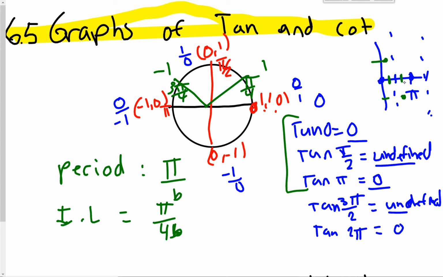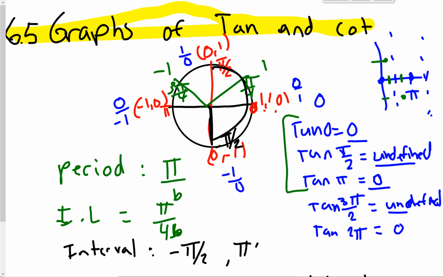That's why tangent's a little bit different. Tangent actually starts at negative pi halves and goes to pi halves. So negative pi halves to pi halves. That's the normal period, or where we kind of start our interval. That's tangent, where normally all the rest of them start at 0.